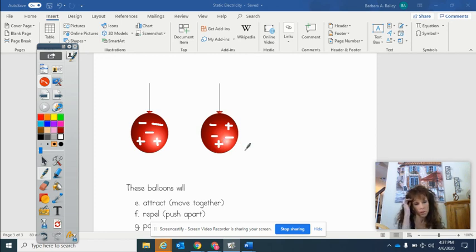Okay. So I've got two balloons. On the left side, we have a minus, minus, minus, or a negative, negative, negative, and then a plus, plus, positive, positive. Okay, so I have 3 negatives and 2 positives. Overall, that balloon is going to be negative because there's more negatives than positive signs. So I'm going to write negative.